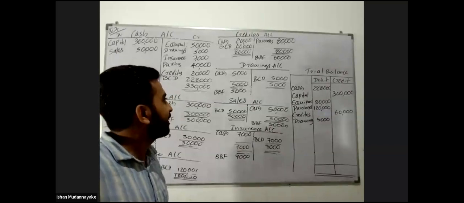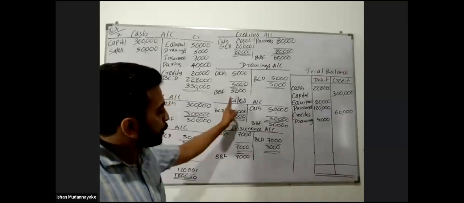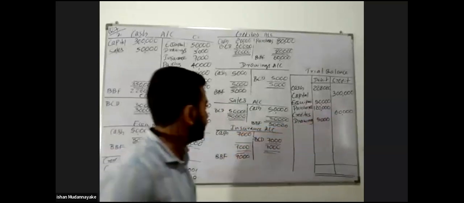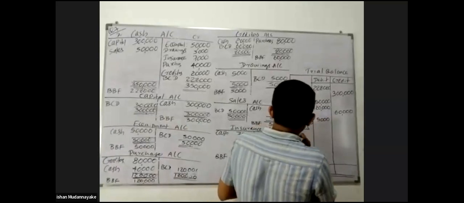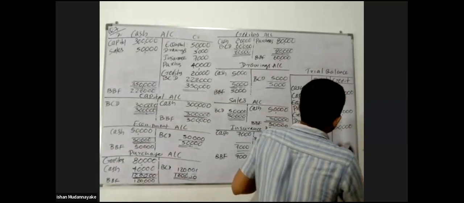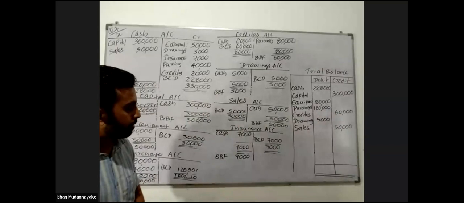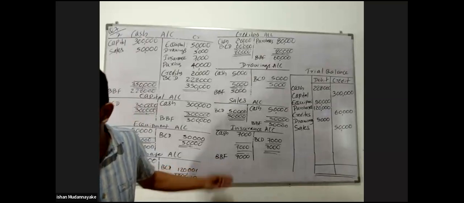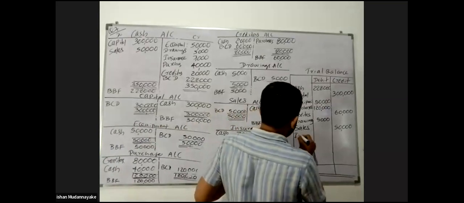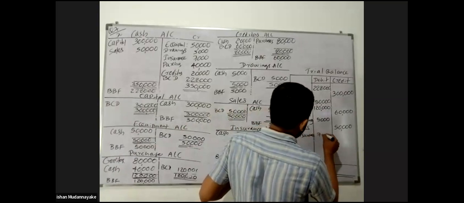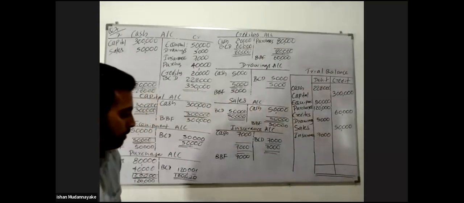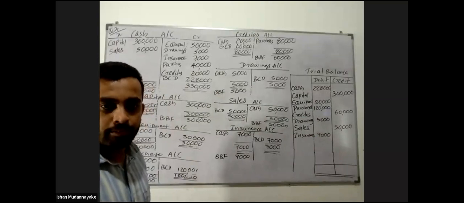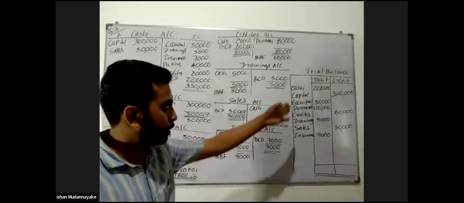Right. Drawings 5,000, debit side. Sales BBF in the credit side, then record in the credit side. Sales 50,000, credit side. Insurance balance brought forward in the debit side. Insurance BBF, debit side. And then always the highest side amount comes as the balance brought forward. Then the balance on the higher side, always you need to record in the trial balance.